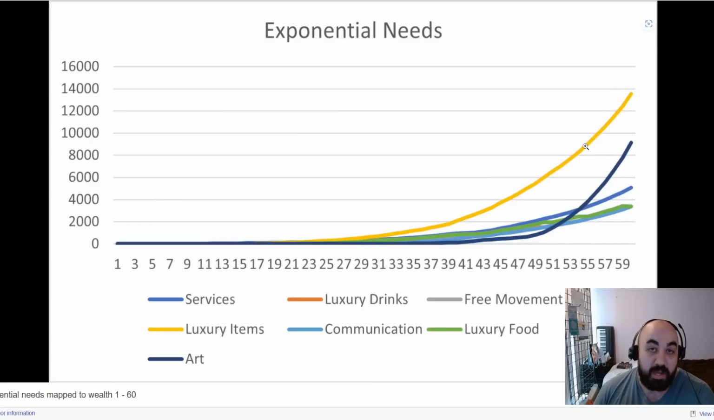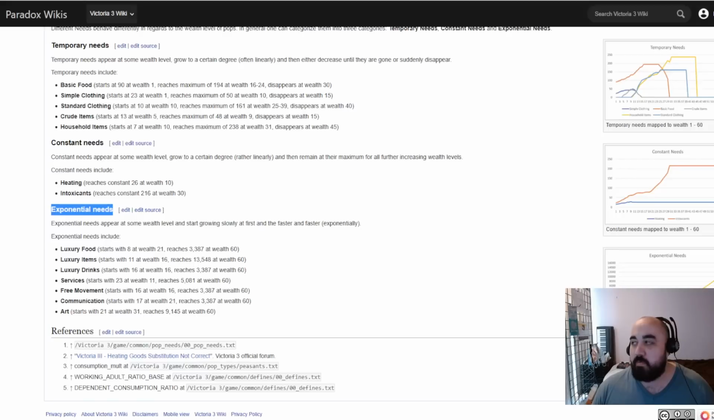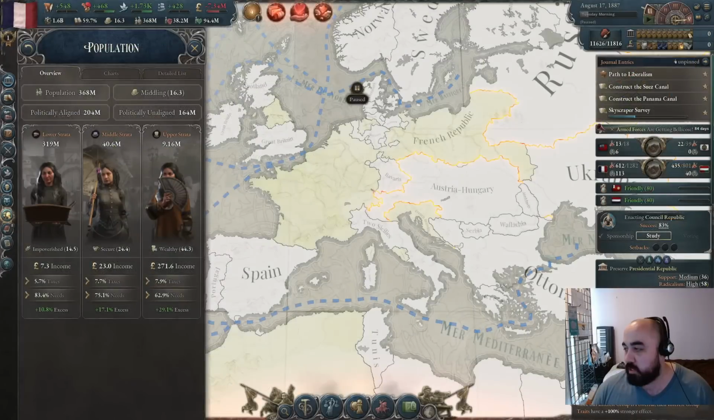This is why you can't really ever get to 100 standard of living, for example, as a result of exponential needs. Your rich pops will be paying a lot more on exponential needs, and this is not preferred for several reasons. So jumping back into the game, we're going to talk about those reasons.